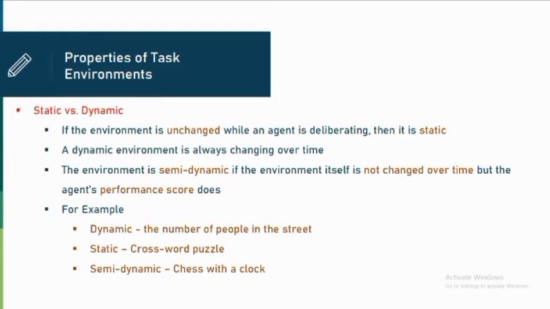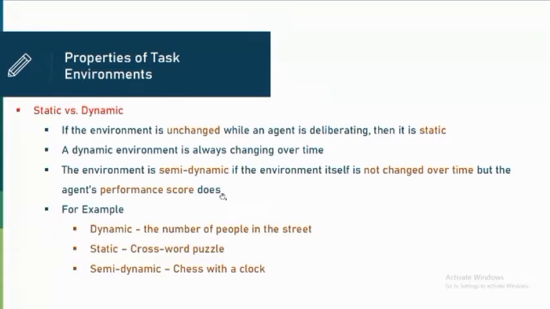Then another type of environment property is static versus dynamic. The name itself is an indication of what it means. If the environment is unchanged while an agent is deliberating, then it is static. A dynamic environment is always changing over time, exactly the opposite. The environment is semi-dynamic if the environment itself does not change over time, but the agent's performance score does.